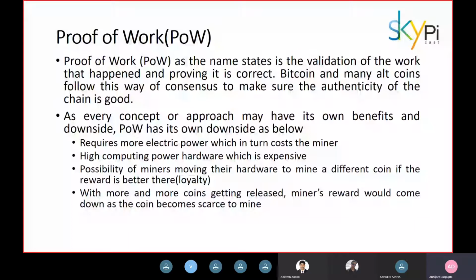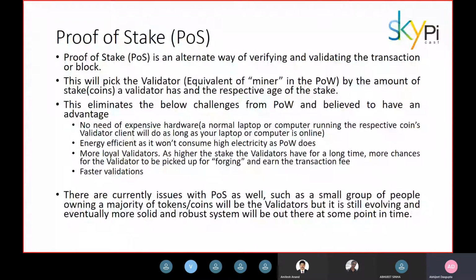The next consensus algorithm that we saw in our previous differential infographic slide was proof of stake. Let's just have a look at this. Proof of stake, or POS, is an alternate way of verifying and validating the transactions or blocks.